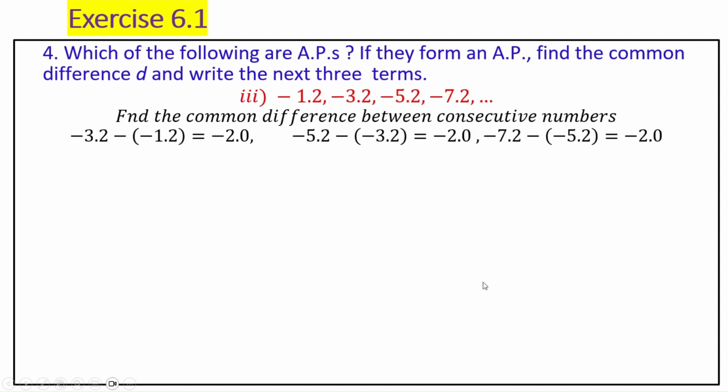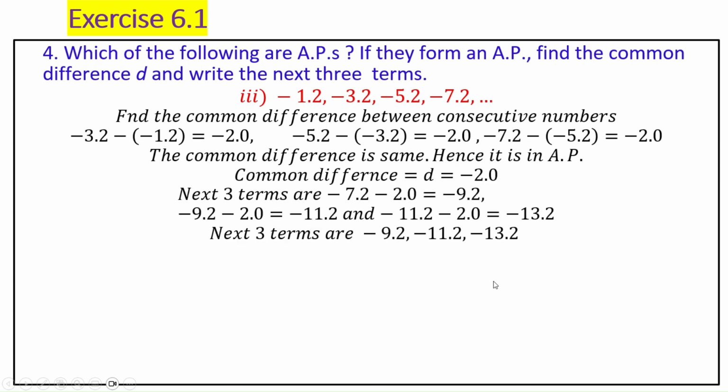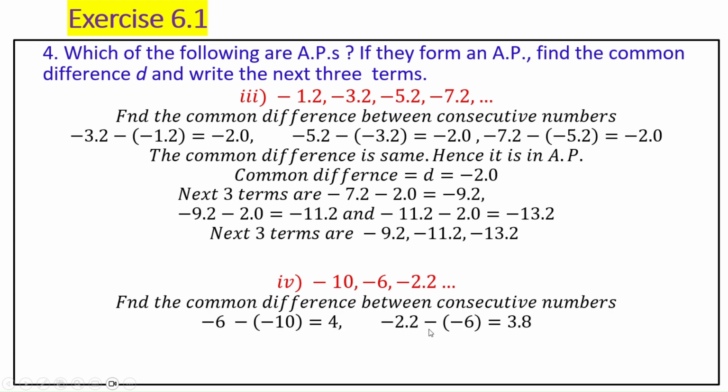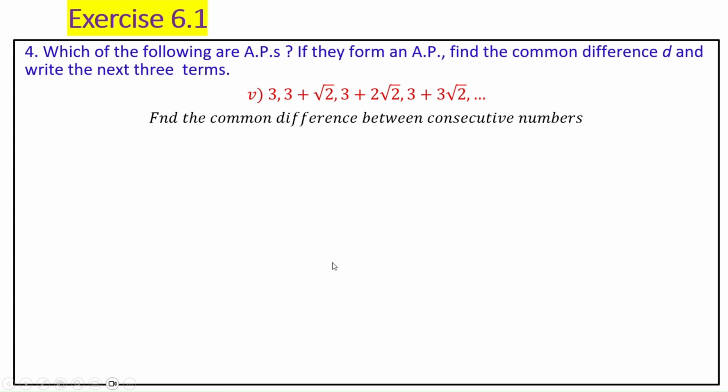Okay. 3, same thing, you will follow the same. Okay. 4. The common difference is not the same in this case. So minus 10, 6, minus 2.2, the common difference is not the same. So it is not in arithmetic progression. Okay. Next.